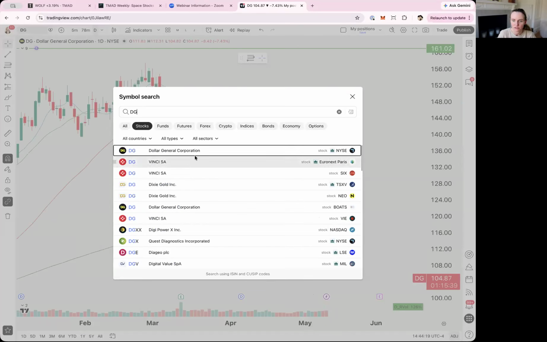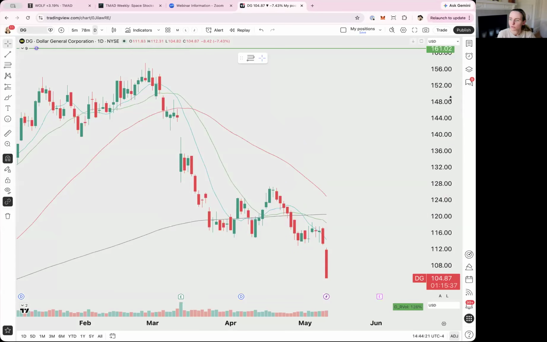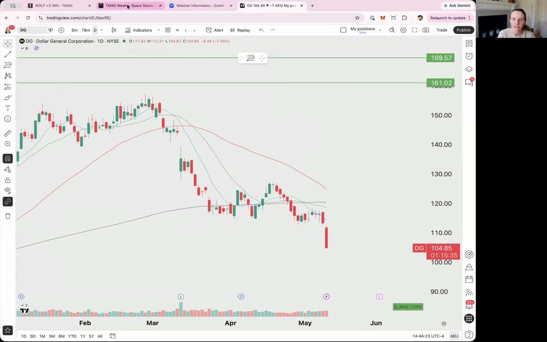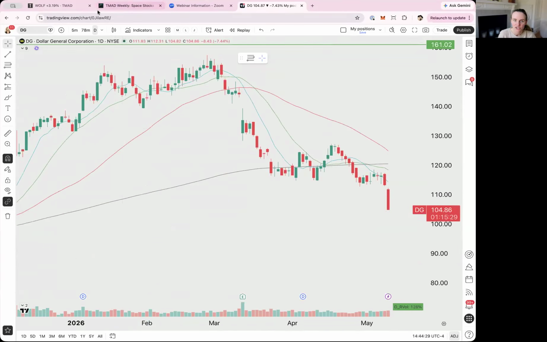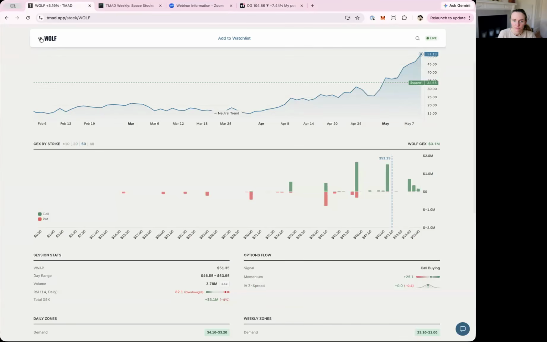DG, Dollar General. Ooh, okay, that's falling. So sadly, it doesn't look great. You are below 200, you are losing the momentum. It's probably a good short. Let's check the scanner.